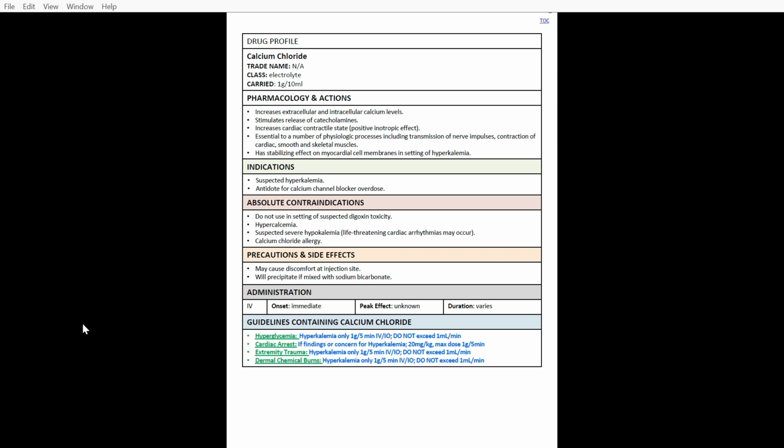And the way we would give this for hyperglycemia, if we're suspecting hyperkalemia, is 1 gram over 5 minutes, IV or IO. We would give for cardiac arrest 20 milligrams per kilogram. The max dose is 1 gram over 5 minutes. For extremity trauma, it's 1 gram over 5 minutes IV or IO. And then for dermal chemical burns, it's the same, 1 gram in 5 minutes IV or IO. Again, with all of these drugs, we're not going to exceed 1 mL per minute to this patient.